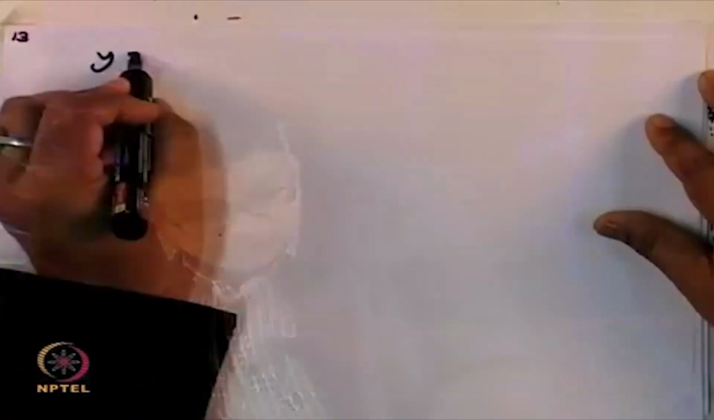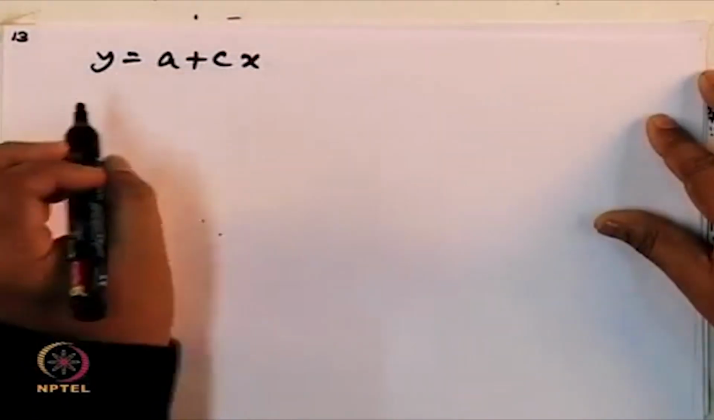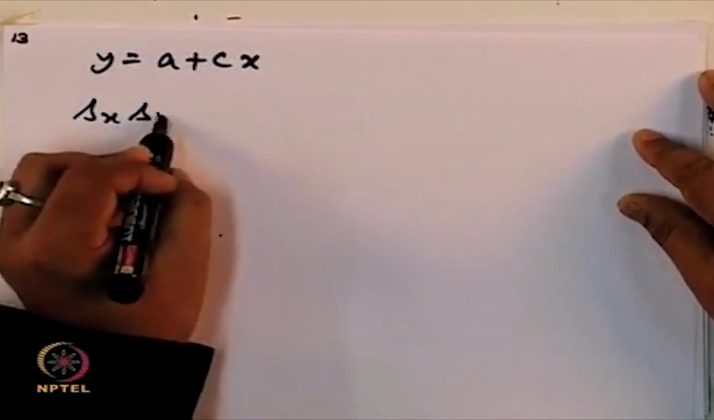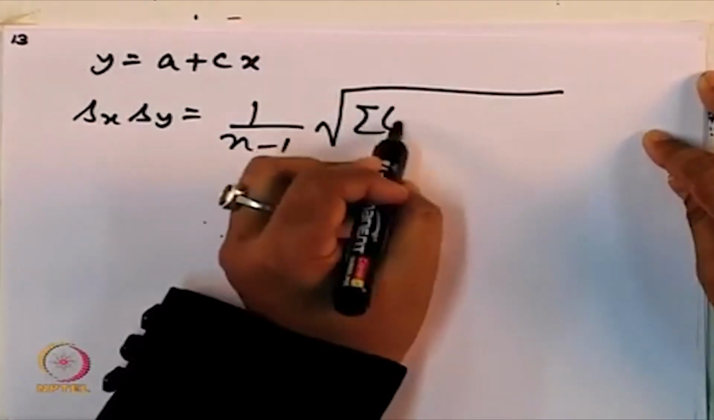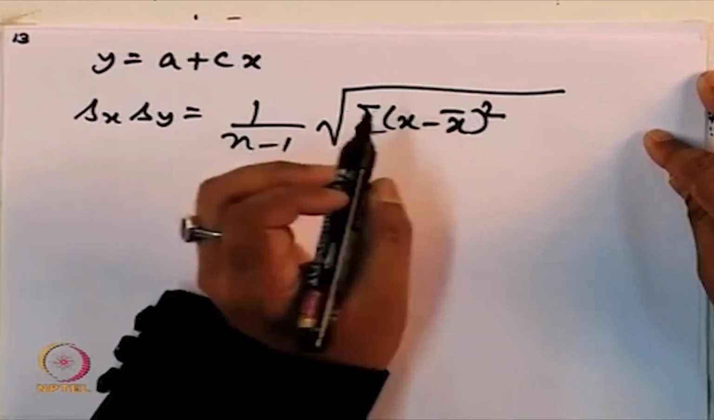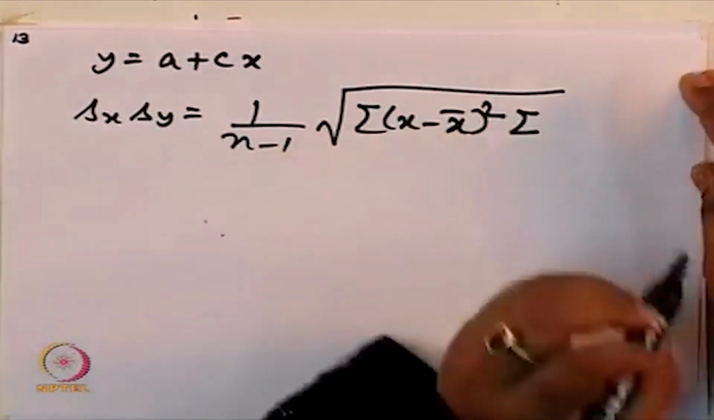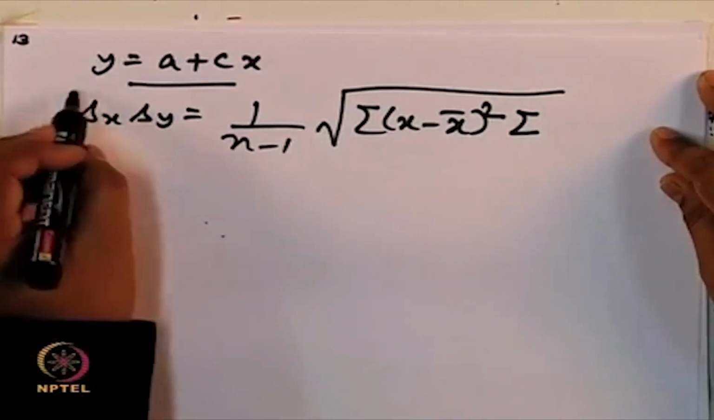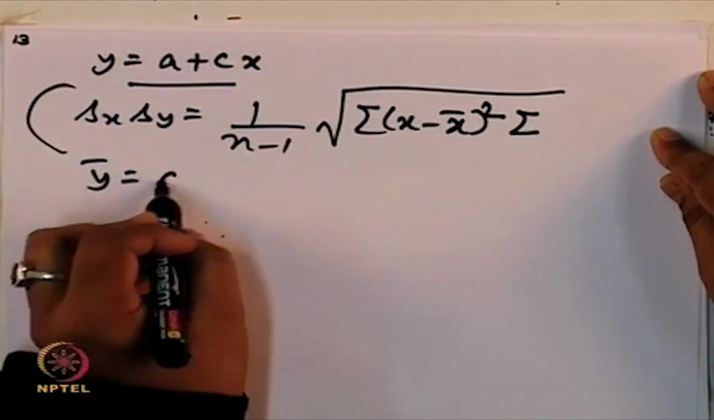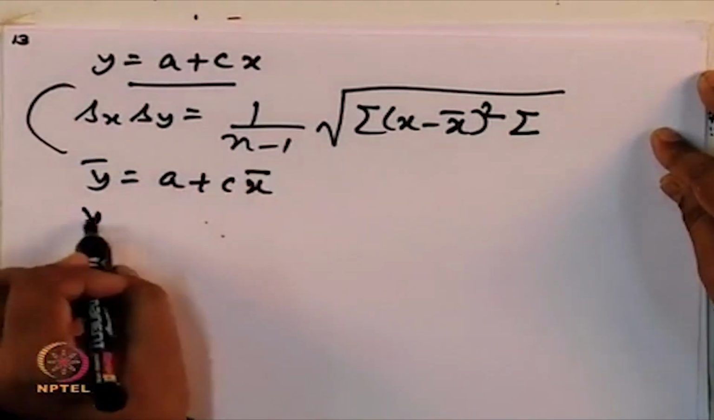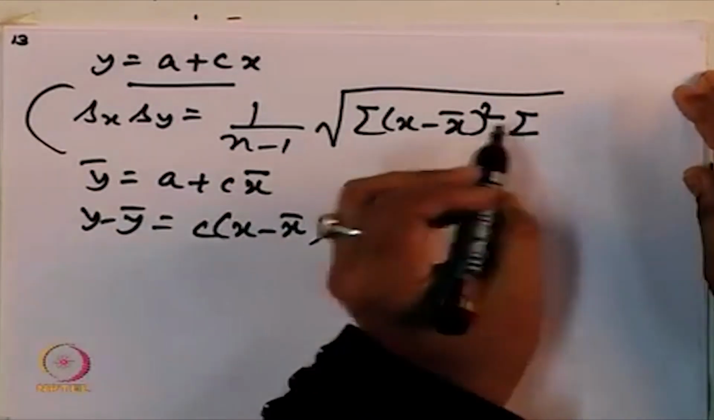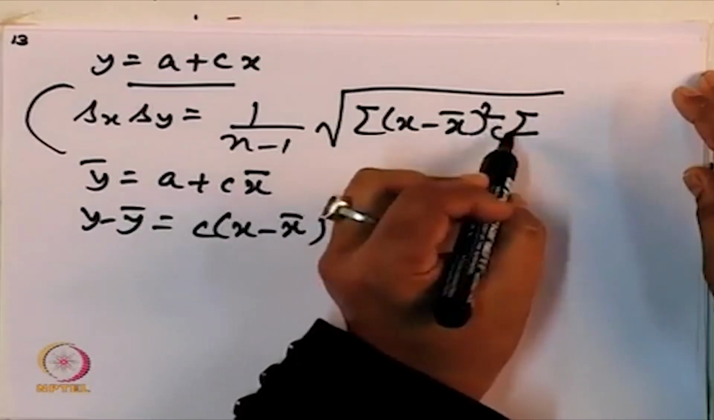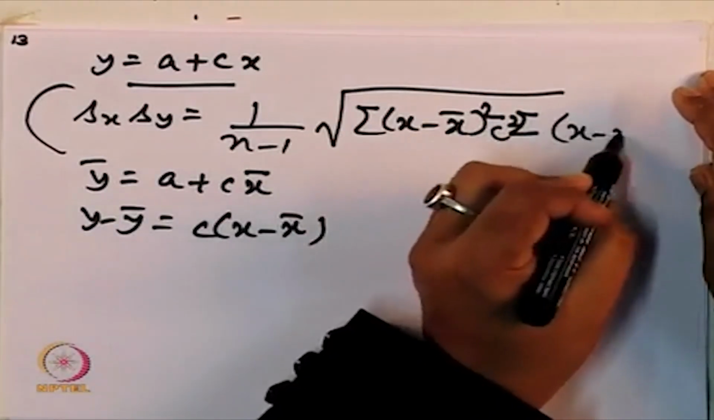Again I know y is equal to A plus Cx. So, my Sx into Sy will be 1 by n minus 1 into the root of summation x minus x bar whole square into summation of y minus y bar whole square. Again I know y bar is equal to A plus C x bar, so y minus y bar is equal to C of x minus x bar. So, I can put C outside: C square into x minus x bar whole square.